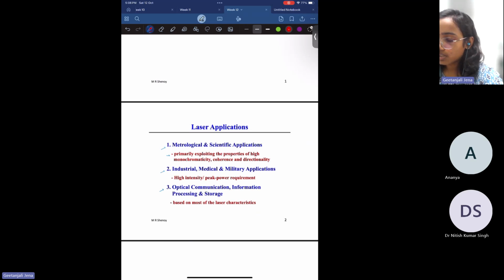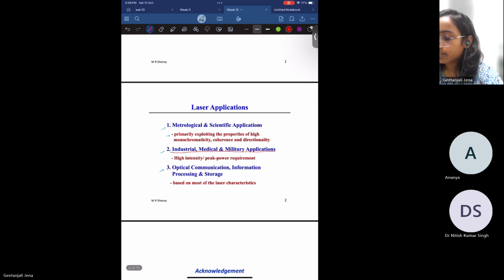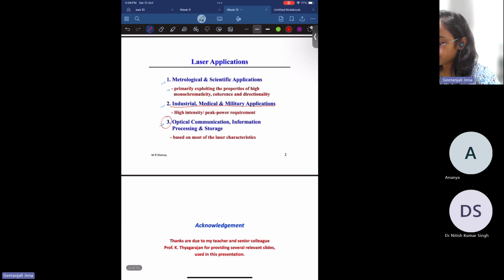Next is the industrial, medical, and military application. By the name you can guess this requires high intensity and peak power of the laser. That is why they are using laser for the military, medical, and industrial application. And the third application is optical communication, information processing, and storage, which uses many characteristics of the laser.